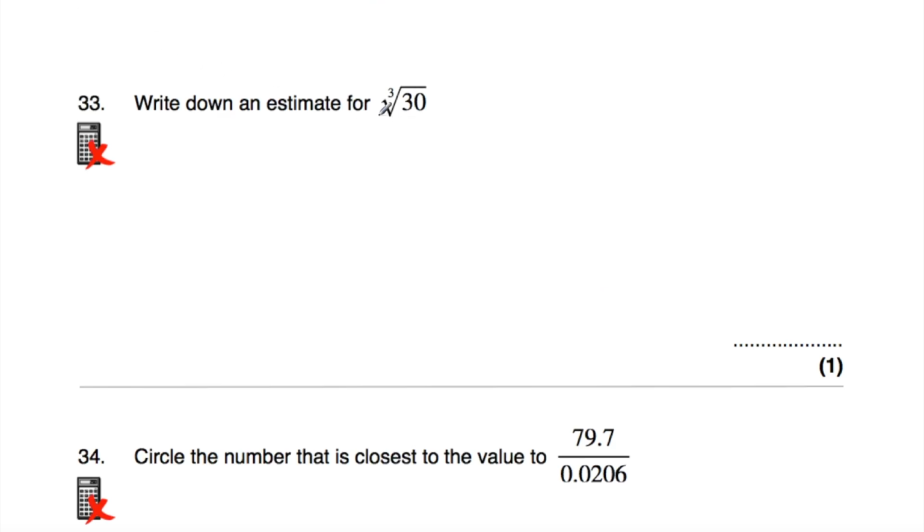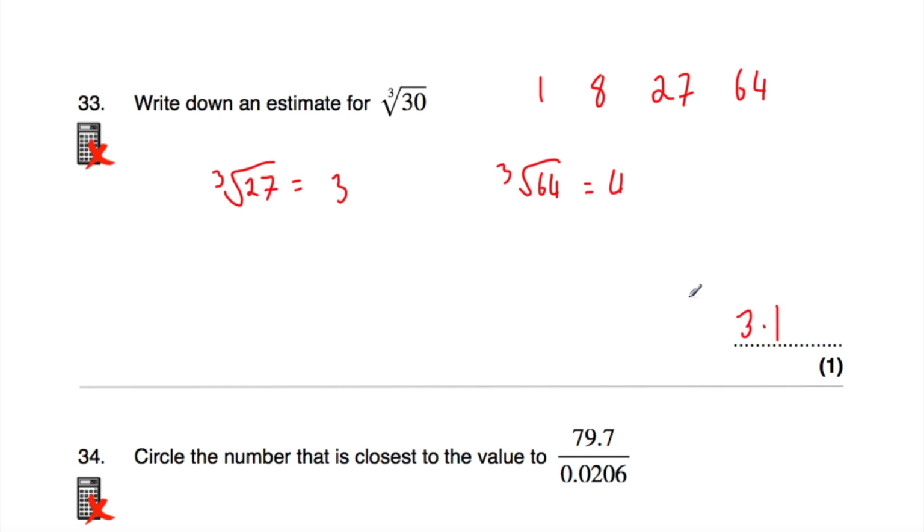So question number 33, we've been asked to estimate the cube root of 30. So let's consider our cube numbers. 1 cubed is 1, 2 cubed is 8, 3 cubed is 27, 4 cubed is 64. So if we consider the cube root of 27, that's equal to 3. And the cube root of 64 is equal to 4. So the cube root of 30 is much closer to the cube root of 27 than it is to the cube root of 64. So I think perhaps 3.1 would be a good estimate. So my estimate would be 3.1. Okay, let's look at our next question, question number 34.